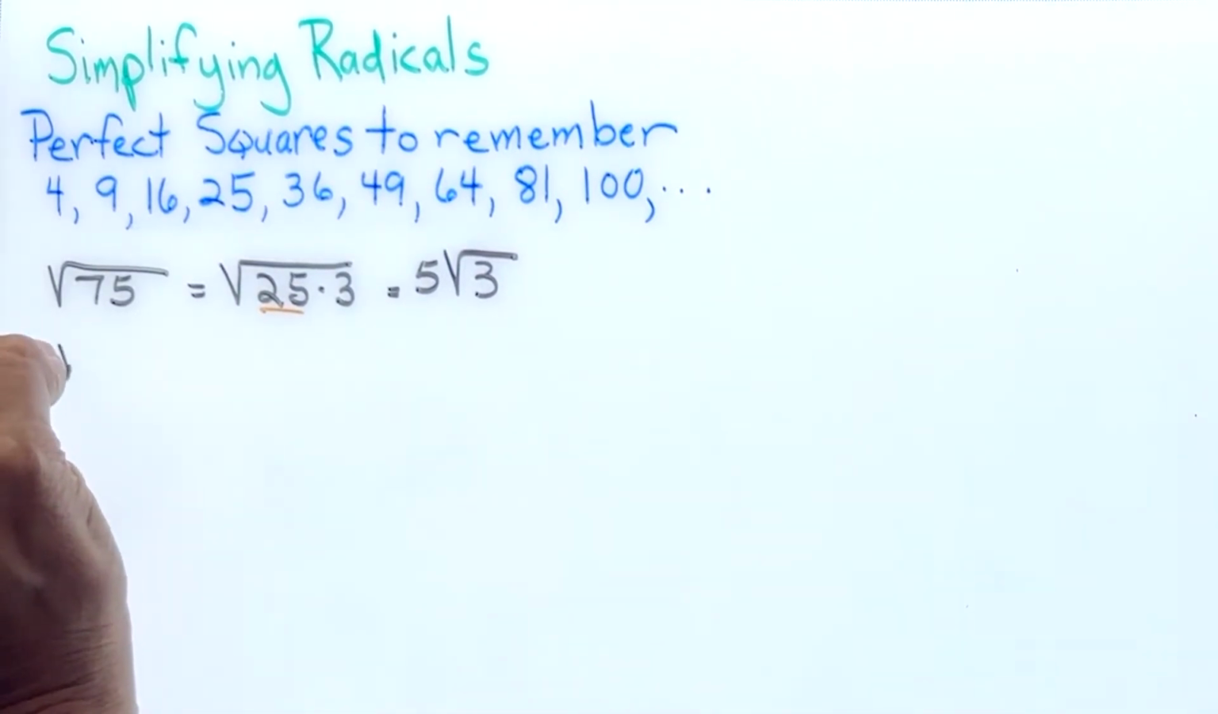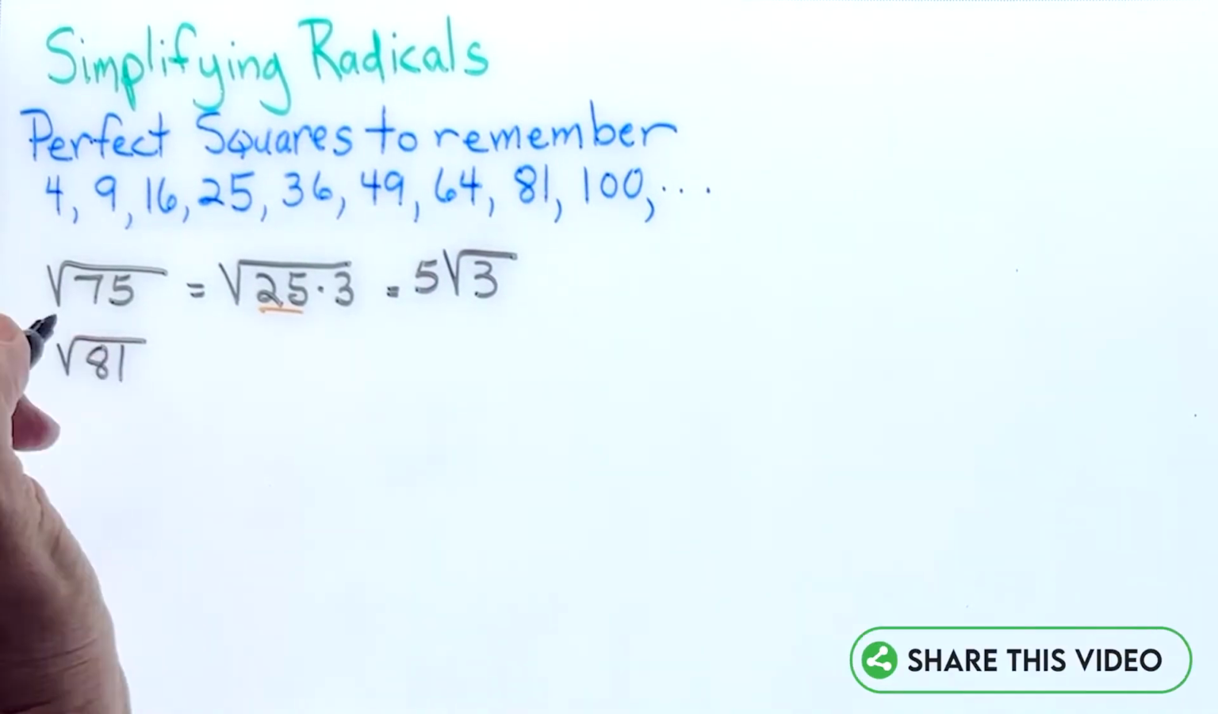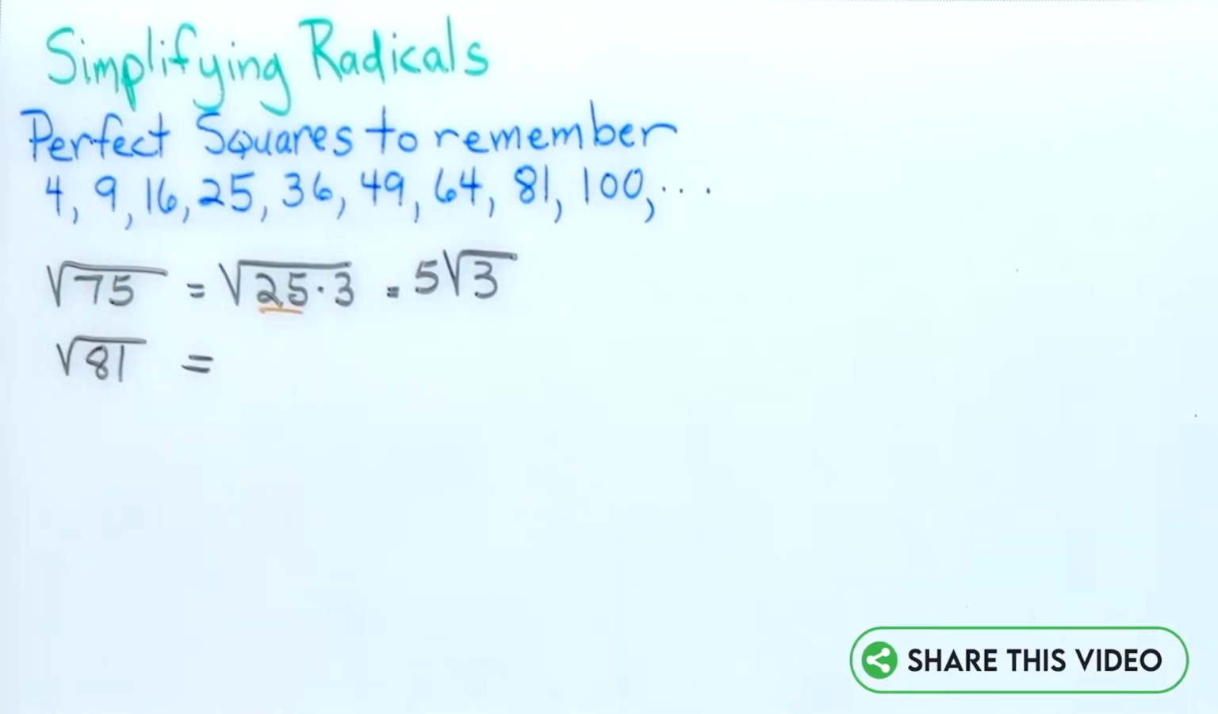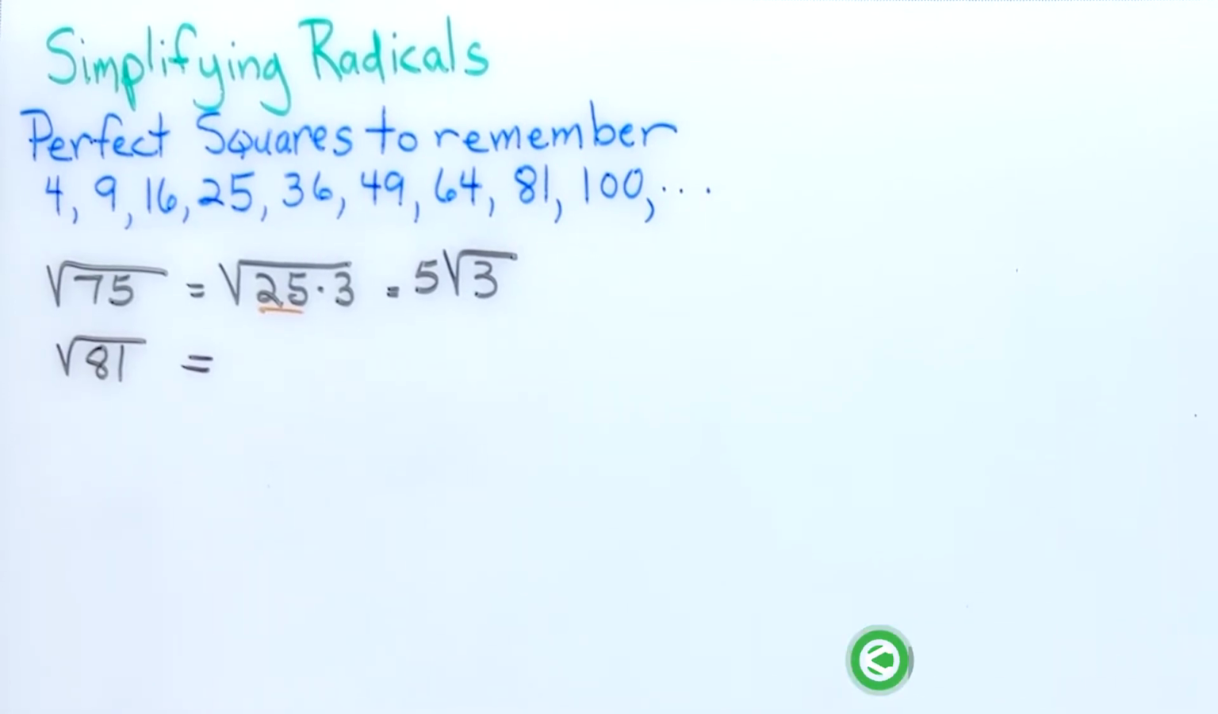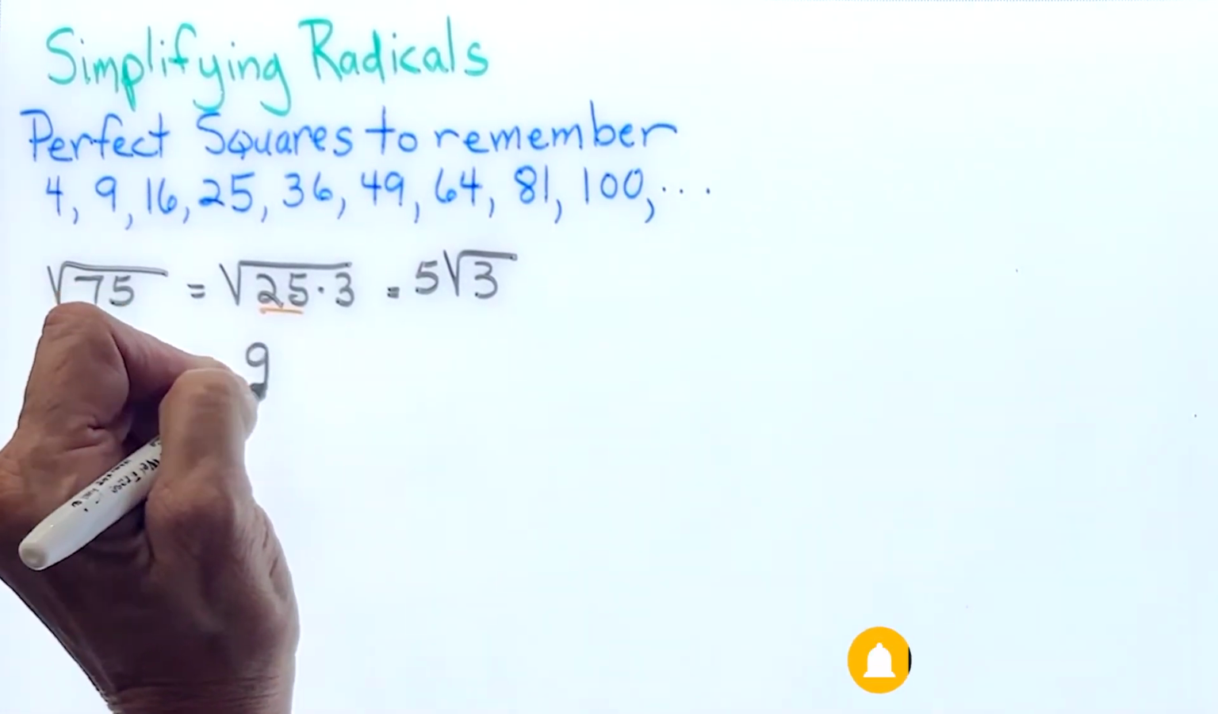Another one that you will be able to simplify very easily, because the square root of 81, 81 is a perfect square. So the answer is 9.